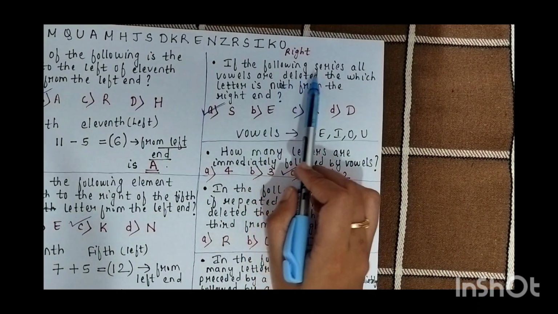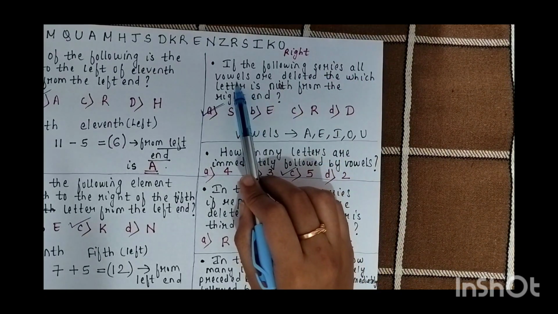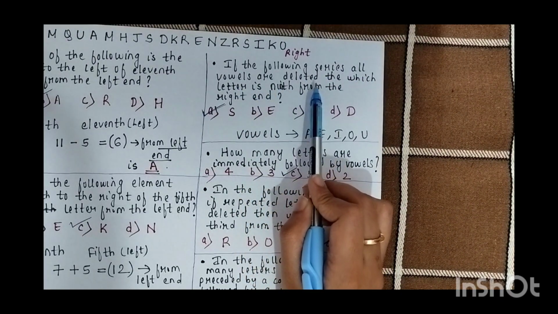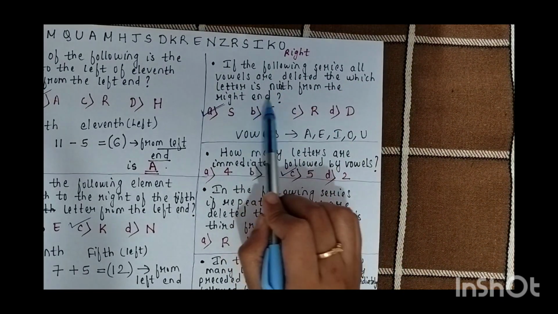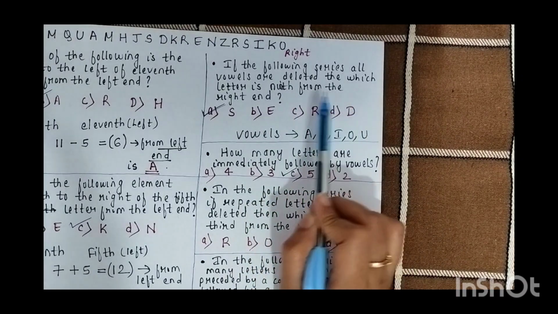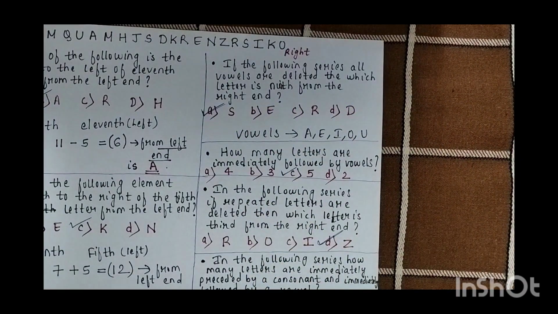If in the following series all vowels are deleted, then which letter is ninth from the right end? So just now I told you what the vowels are: A, E, I, O, U. They have said that if all the vowels are deleted from the given series, then which letter is ninth from the right end? So from the right end.